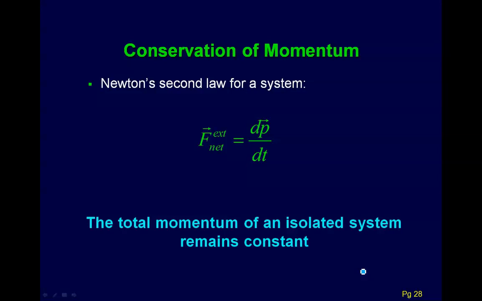By isolated, I mean that the external force net sums up to 0. And so when this is equal to 0, then that means dp/dt is equal to 0, and the momentum can't change. It can be transferred between objects, but the total momentum of your system can't change. And this is a really powerful idea.